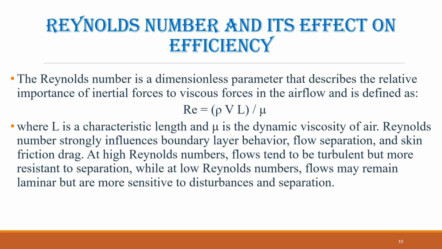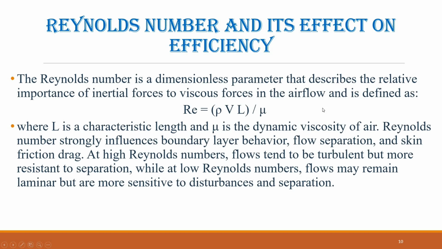Reynolds number and its effect on efficiency. The Reynolds number is a dimensionless parameter that describes the relative importance of inertial forces to viscous forces in the airflow and is defined as: Reynolds number equals air density multiplied by velocity multiplied by characteristic length divided by dynamic viscosity, where L is a characteristic length and mu is the dynamic viscosity of air.